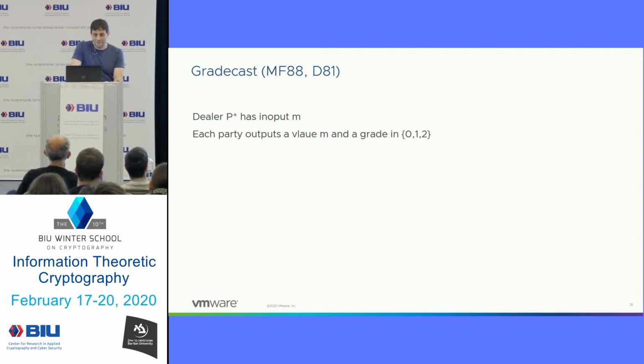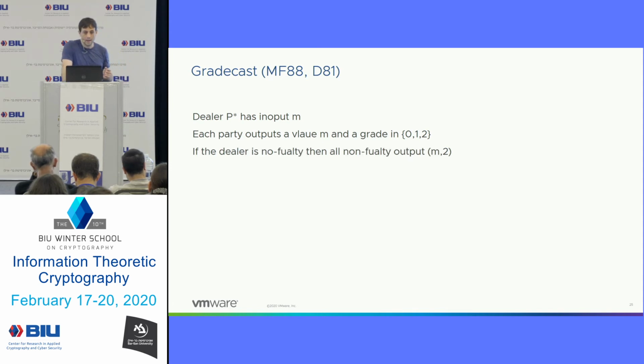an input M. And the goal here is to output a value. But the reason it's called gradecast is that we're also grading this value. So we're not only returning an output, but also a grade. And this grade will be either 0, which is bad, 1, which is medium, or 2, which is really great.